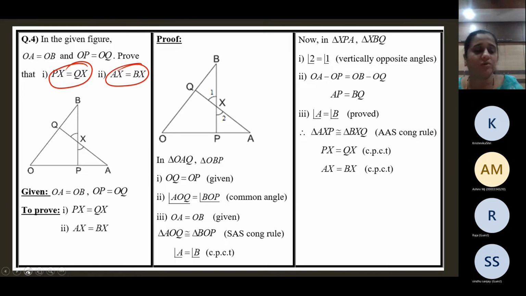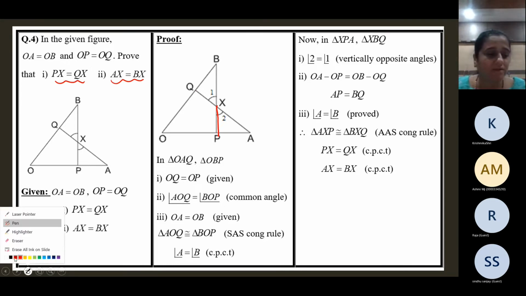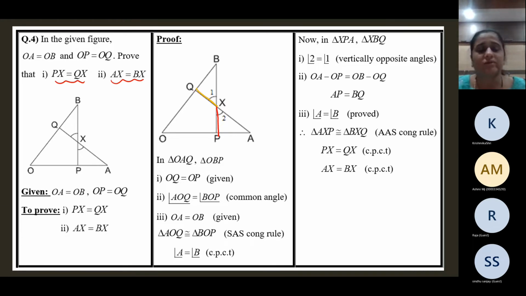One minute, Krishmika. Before you say, I just want to share something. Children, now we have to prove that PX is equal to QX and AX is equal to BX. So where is PX here? This is PX. And where is QX? This is QX. And then AX, BX. Where is AX? This is AX, and BX, this is BX.